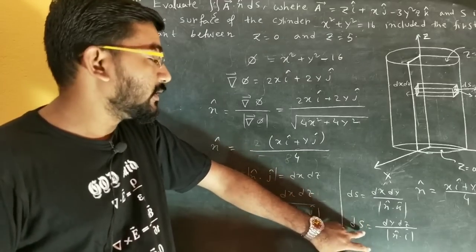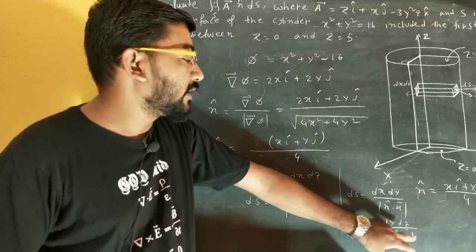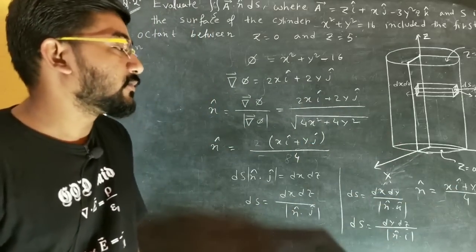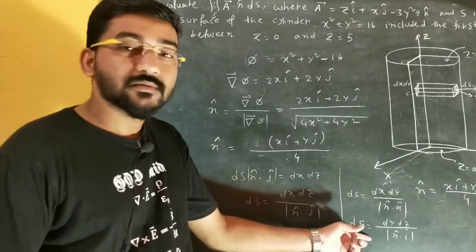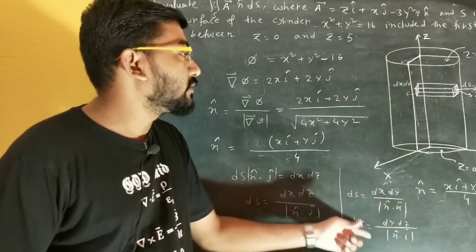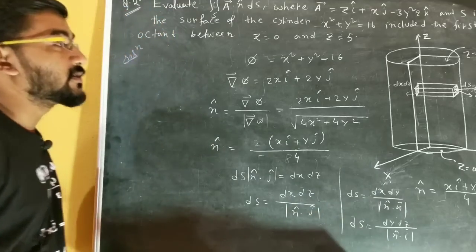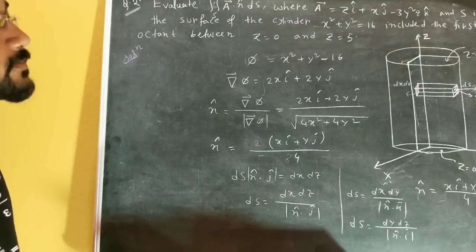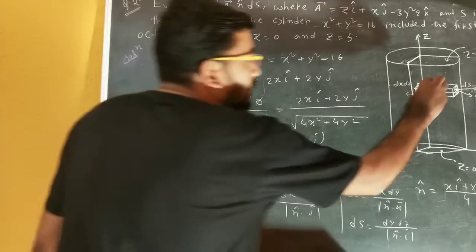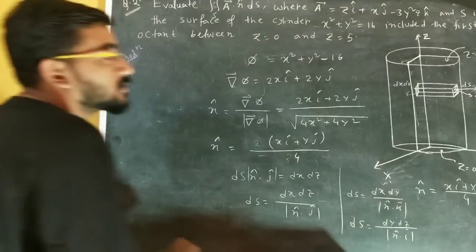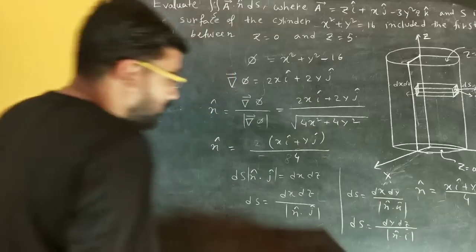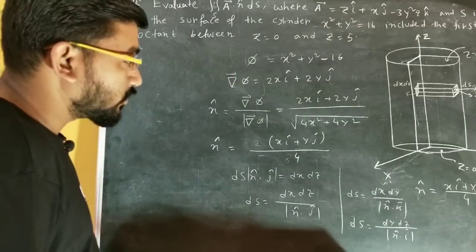You can see from here ds is equal to dy dz by n dot i, and n dot i is not equal to 0, because n dot i you can see is x by 4. So you can take it if you want, but the solution will be more complicated. We want to take the projection on the xz plane instead of the yz plane. The problem will be more complicated for you, so you don't need to do this.